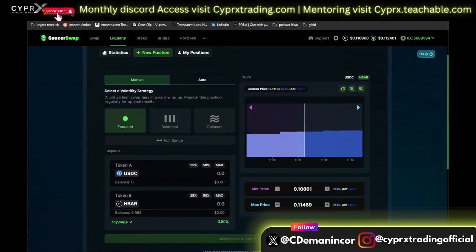So you can see here, the focused range prioritizes high swap fees in a narrow range, monitor this position regularly for optimal results. So that's a more hands-on approach. The balanced range gives you a middle path strategy, earns well, but does require some oversight, monitor semi-regularly. And then a relaxed range optimizes for moderate fees with less active management. Check this position occasionally. So it's a lot wider, more likely a lower APR. And then you have the full range option, right? So for us, we're going to just do the manual, and we're going to plug in our ranges here, okay?